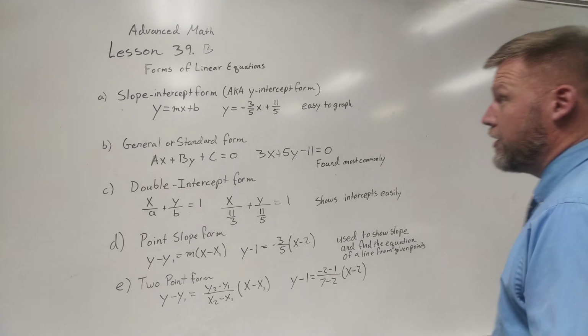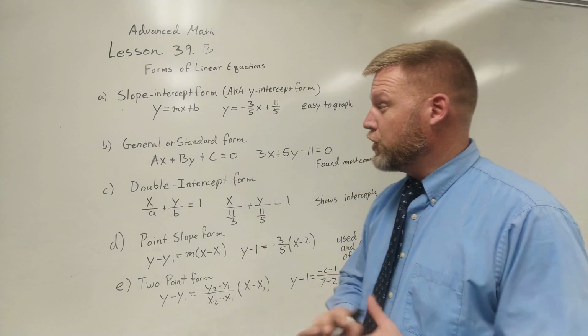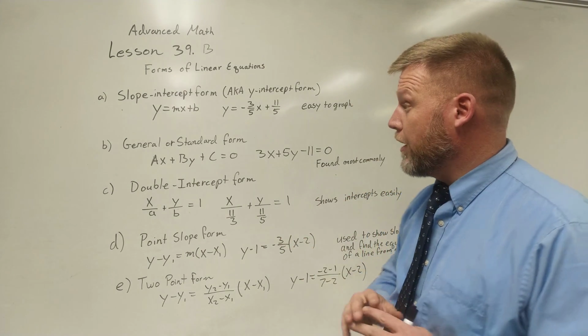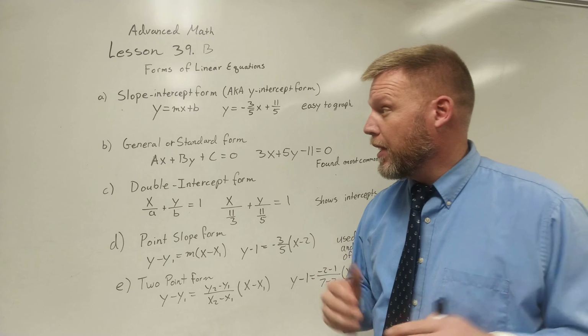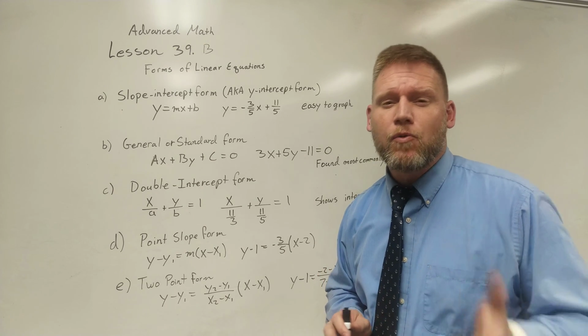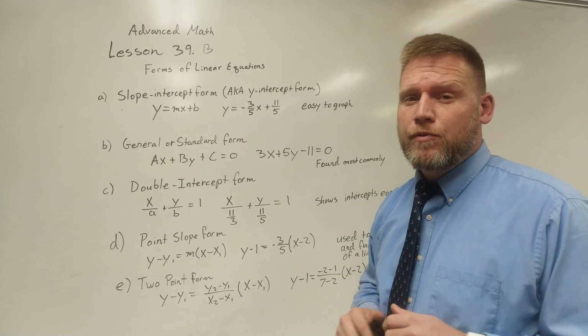39.b is forms of linear equations, and I have changed the order. So when you're looking in your book, A and B are a little different. I went ahead and put B as A and A as B, and I'll explain why in just a moment. But forms of linear equations.